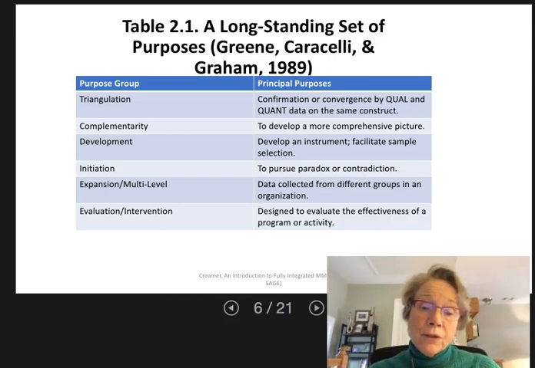Expansion, often done in schools and in hospitals, is always multi-level, collecting data from patients, nurses, doctors, administrators, or in a school setting, it might be students, parents, teachers, principals. That's what makes it multi-level. In evaluation and intervention research, the purpose of mixing is always to understand outcomes, to understand what influences those outcomes, and that's really a wonderful design.